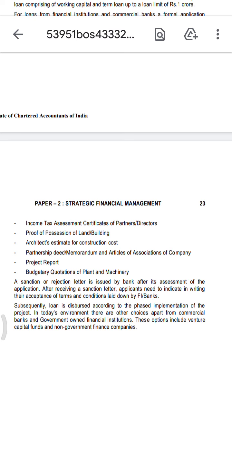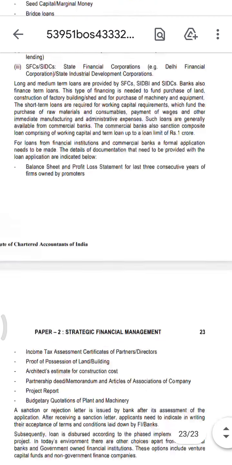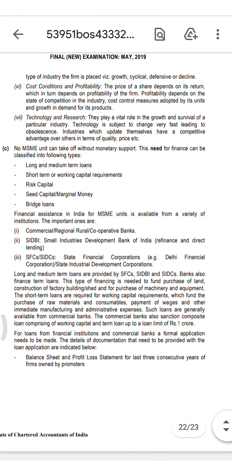A sanction or rejection letter is issued by the bank after its assessment of the application. After receiving a sanction letter, applicants need to indicate in writing their acceptance of terms and conditions laid down by financial institutions or banks. Subsequently, the loan is disbursed according to the phased implementation of the project. In today's environment, there are other choices apart from commercial banks and government owned financial institutions. These include venture capital funds and non government financing companies. Long term, medium term loans, short term or working capital requirements, risk capital, seed capital, marginal money, bridge loans.